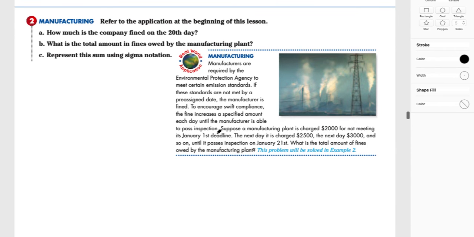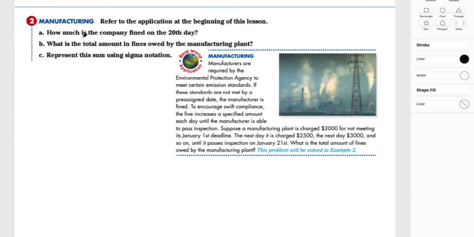In example 2, we're referring to the information at the beginning of the chapter. So we've got manufacturers are required by the EPA to meet certain emission standards. If these standards are not met by a pre-assigned date, the manufacturer is fined. To encourage swift compliance, the fine increases a specific amount each day until the manufacturer is able to pass inspection. So suppose a manufacturing plant is charged $2,000 for not meeting its January 1st deadline. The next day it will be charged $2,500, and the following day $3,000, and so on, until it passes inspection on, let's say, January 21st. So we're going to find the total amount of fines owed by the manufacturing plant.